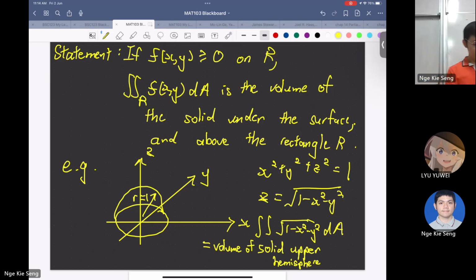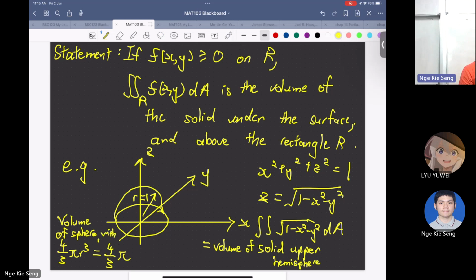So do you know how to find the volume of a sphere? Four over three pi r cubed. So in this case, your r is one. So 4/3 pi, the volume of a sphere with radius one. But now I only want half of it. Meaning my volume of the solid hemisphere is 2/3 pi. So this double integral exactly equals 2/3 pi.